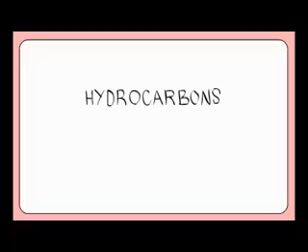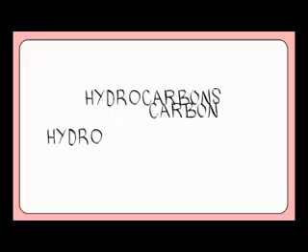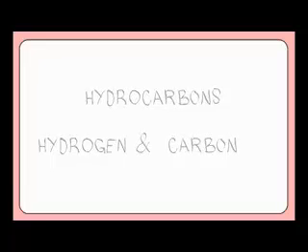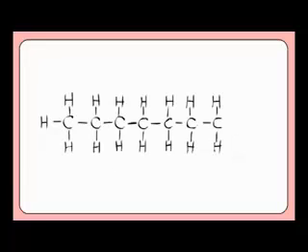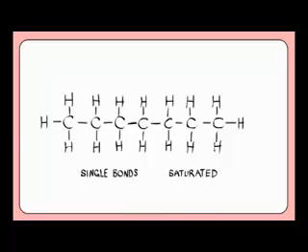The simplest organic molecules are the hydrocarbons. Hydrocarbons are made only from hydrogen and carbon. We will start with naming straight chain alkanes, which are hydrocarbons that contain only single bonds. These are called saturated compounds because you cannot get any more hydrogens on, they are completely saturated.